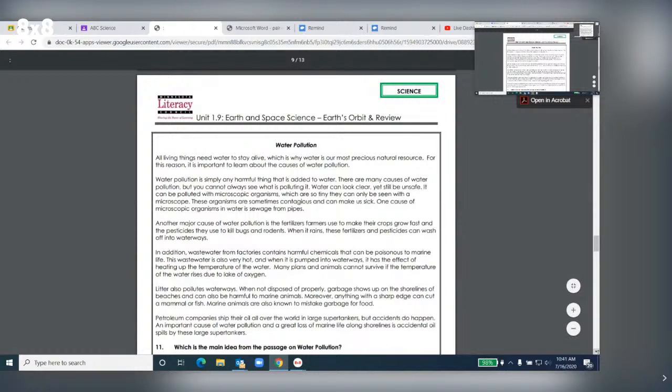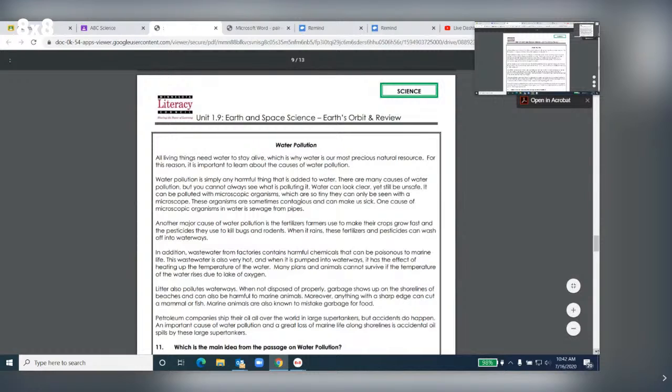When not disposed of properly, garbage shows up on the shorelines of beaches and can be harmful to marine animals. Moreover, anything with a sharp edge can cut a mammal or fish. Marine animals are also known to mistake garbage for food. And petroleum companies ship their oil all over the world in large supertankers, but accidents do happen. An important cause of water pollution and a great loss of marine life along shorelines is accidental oil spills by these large supertankers. So it asks you the main idea, and we'll look back at this.